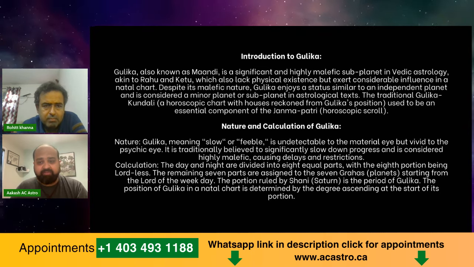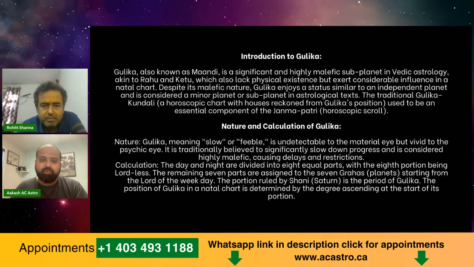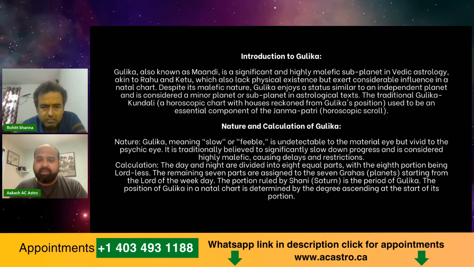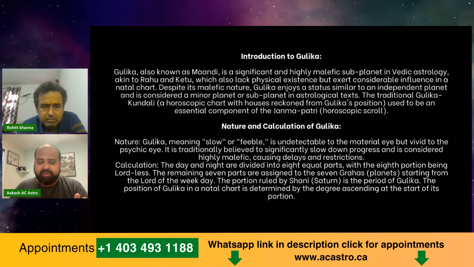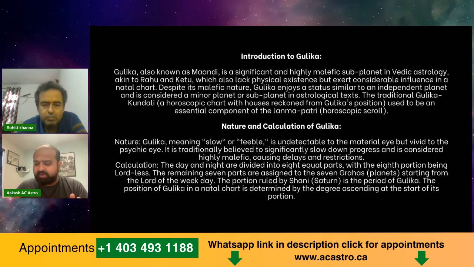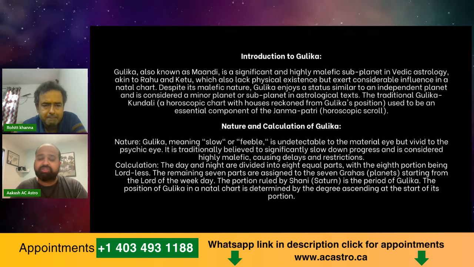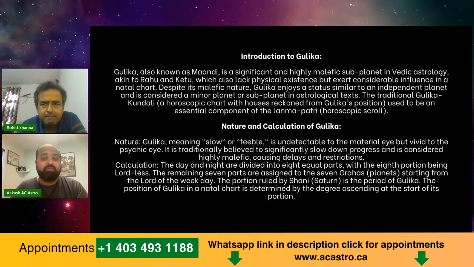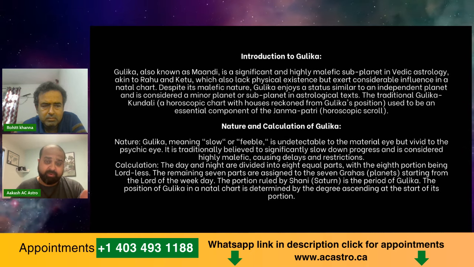Now, the day and night have to be divided into equal parts, where the eighth portion being lordless, the remaining seven are assigned to the seven grahas, starting from the lord of the weekday. If it is Monday, Moon; if it is Friday, Shukra, and so on. The portion ruled by Shani, Saturn, is the period of Gulika. The position of Gulika in a natal chart is determined by the degree ascending at the start of that portion. So if you want to do maths, this is how you will be able to do it.